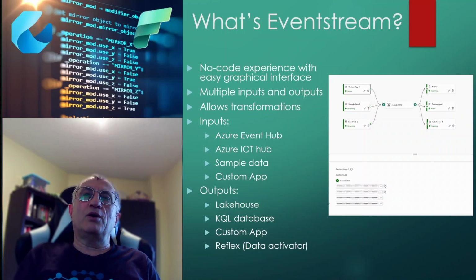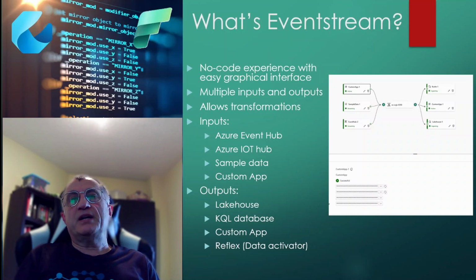In terms of outputs or sinks, Event Stream can write in the Lakehouse. It can also write in the KQL database. Custom application is another destination. Finally, you can write in the Reflex destination.